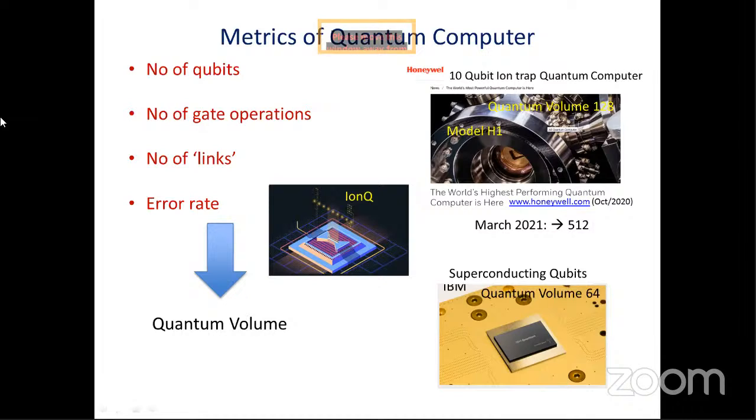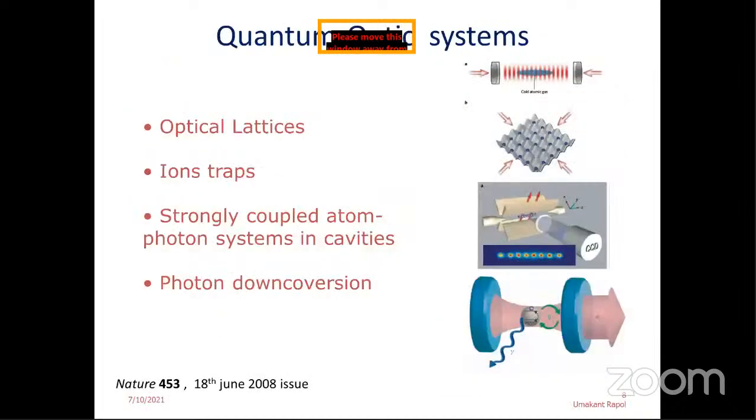Now, that has made people think of a particular number to say that, okay, my quantum computer is this large. That metric is called quantum volume. The latest system, a 10-qubit ion trap quantum computer, as far as I know, is by Honeywell, which was released very recently. And then there are other companies like IonQ, which are developing ion trap based quantum computers. And then you have superconducting qubit based quantum computers by IBM, Google, Rigetti, etc.